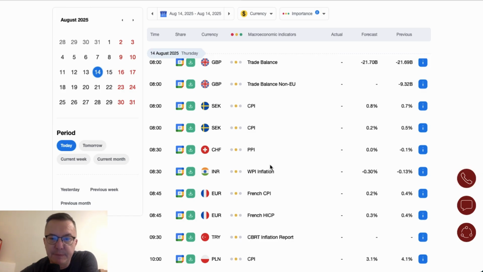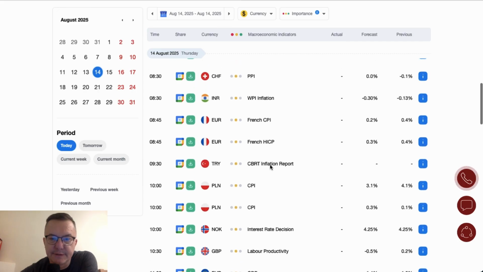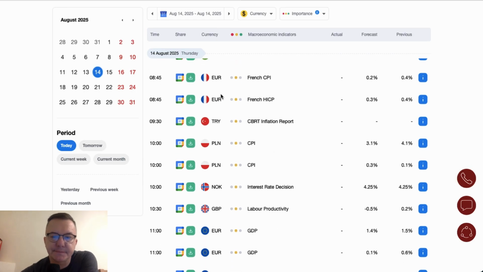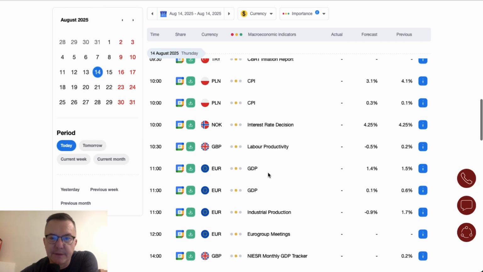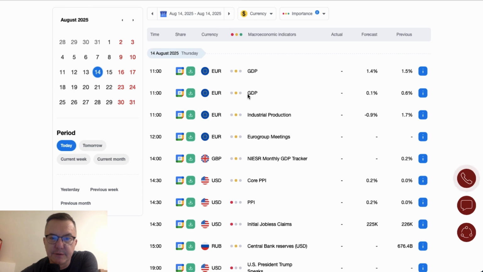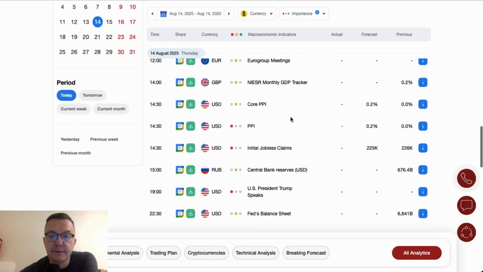We are waiting for the PPI and CPI data from across the Eurozone, Sweden, Switzerland, France, Poland. All of this data will be scheduled for release before 10 o'clock. Then we have the GDP data from the Eurozone scheduled for release at 11 o'clock together with the industrial production. Eurogroup meeting will take place at noon.